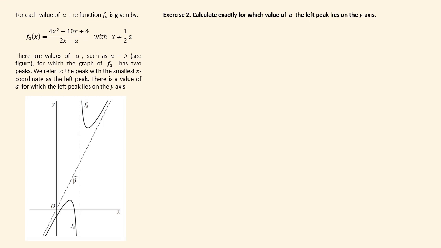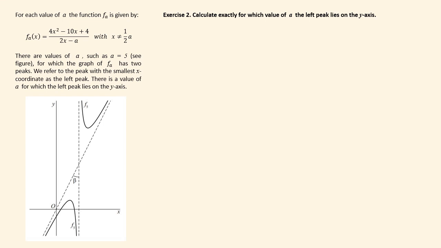And here we have the second part of the assignment. So it starts out the same as the previous assignment. For each value of a, the function fa is given by fa of x equals 4x squared minus 10x plus 4 divided by 2x minus a, with x is not half times a. Now here it comes. There are values of a, such as a is 5, see in the figure, for which the graph of fa has 2 peaks.